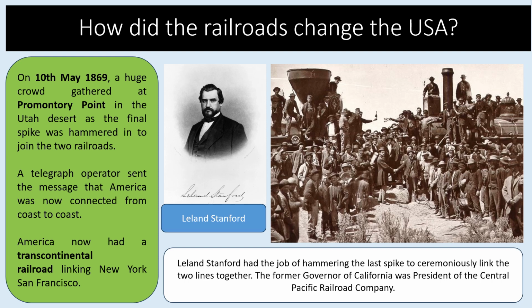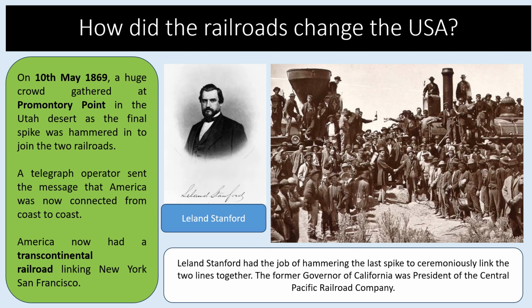Now, there's Leland Stanford, the former governor of California. He had the job of hammering the last spike to ceremoniously link the two lines together. He very famously missed when he was hammering the spike in, but it didn't matter. The railroad was completed, and this was a huge kind of achievement, and made travel across the plains area and travel between east and west very, very quick to do.